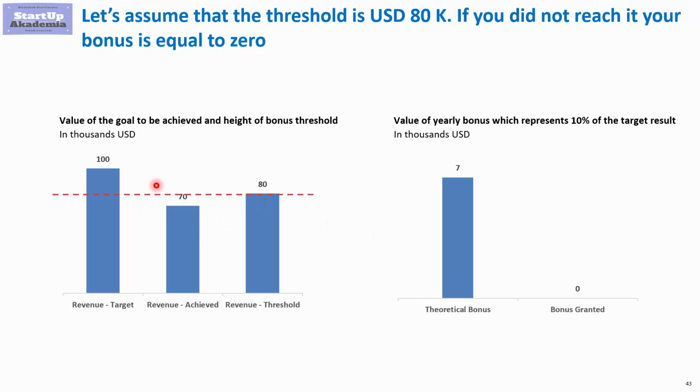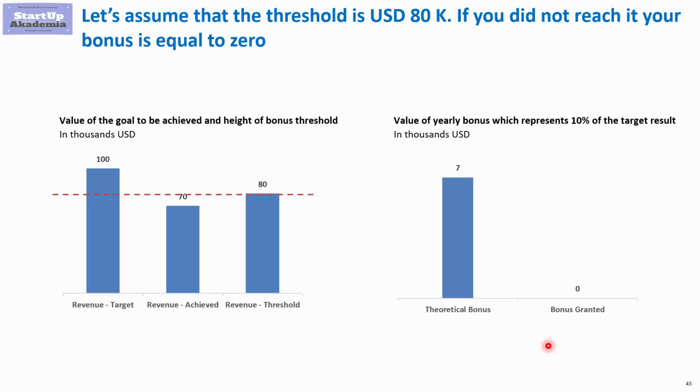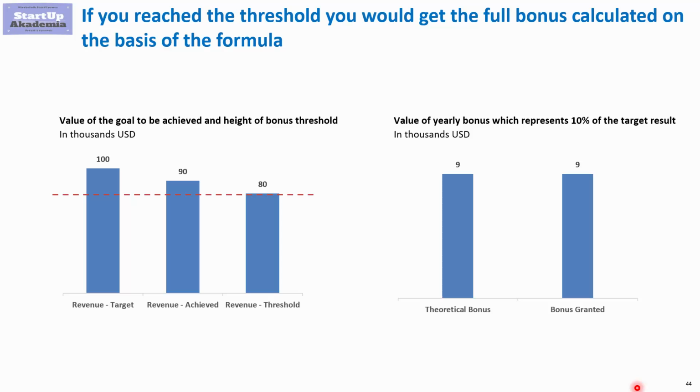So the threshold works like this: if you are below it in achieving a specific goal, you don't get anything, you get 0. On the other hand, if you got a little bit above the threshold, although you didn't reach your goal, you get the full bonus calculated using the formula. So in short, in certain cases, instead of getting the theoretical bonus produced by the formula, you can get 0 if you did not reach the threshold set for you. On the other hand, if you reach the threshold, you get the full sum of the bonus.